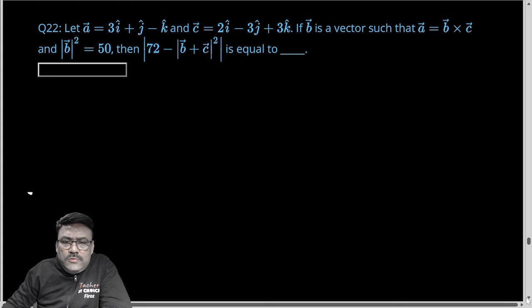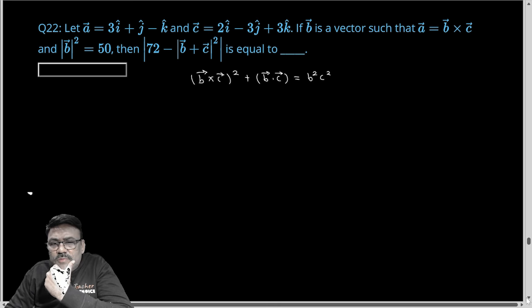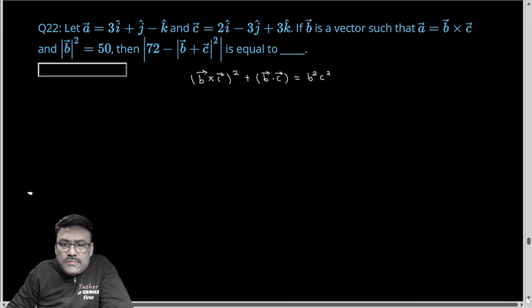Okay, so we know that if I write B cross C whole square plus B dot C whole square, it will be B square C square. It is also called Lagrange's identity. B cross C whole square plus B dot C whole square is B square C square. Now B cross C is A, so it is A square.